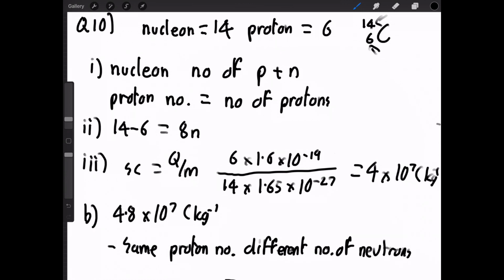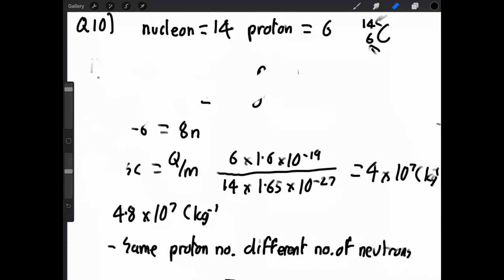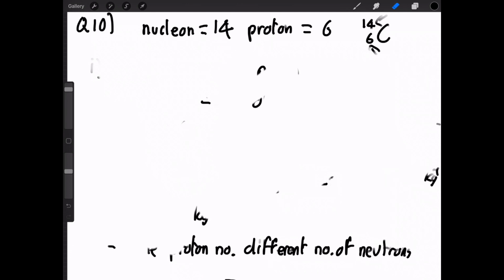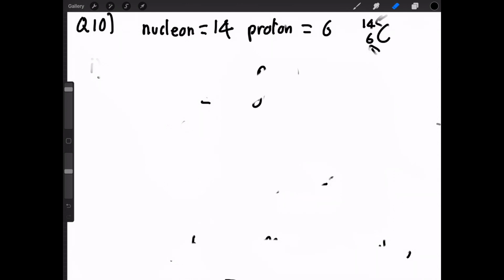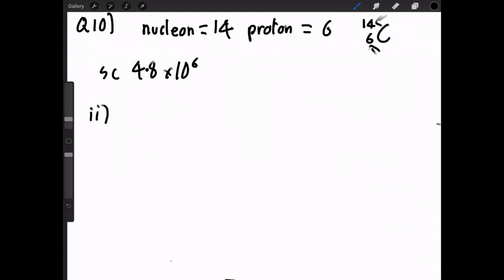Okay, and now we've got to calculate the number of neutrons in this isotope. I've run out of room here, so I'm just going to rub some of this out, and then we'll do the final part of this question. Okay. Right, so we've got specific charge of 4.8 times 10 to the 6. And this is part 2 now. We want to calculate the number of neutrons in the isotope.